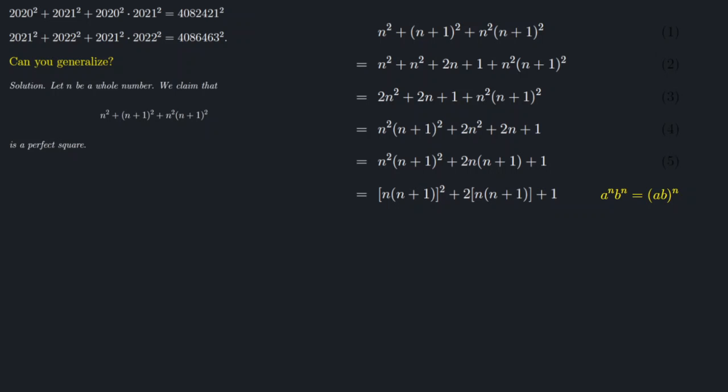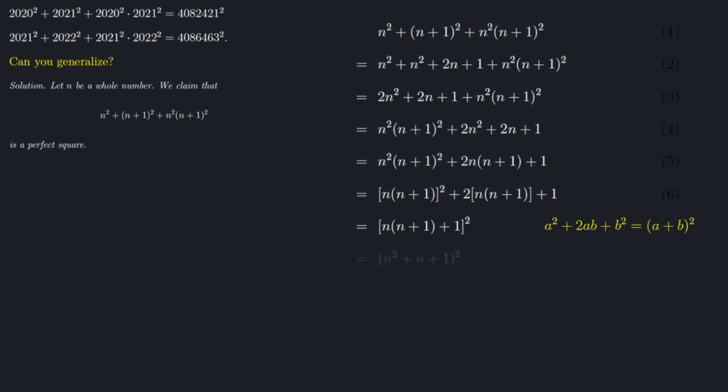From line 6 to line 7, if we treat the whole thing in the square brackets as a whole, we have the form of a squared plus 2ab and then plus b squared. We treat a to be the whole thing in the square brackets, and we treat b as 1. Using this formula, we can write line 6 in the form of a plus b the whole thing squared. At this point, we can see the expression in line 1 is indeed some whole number squared. So the expression in line 1 is a perfect square.